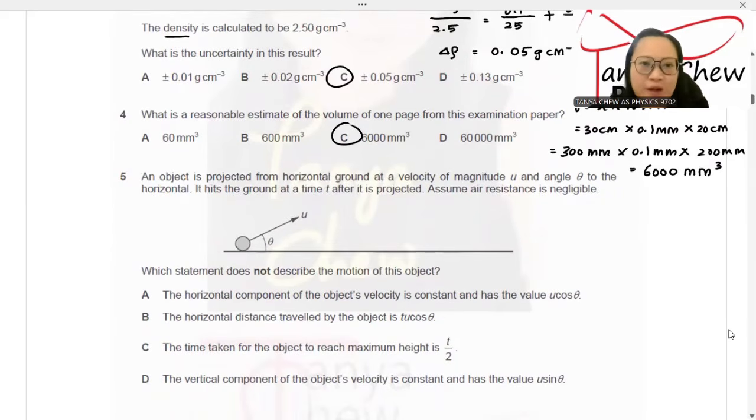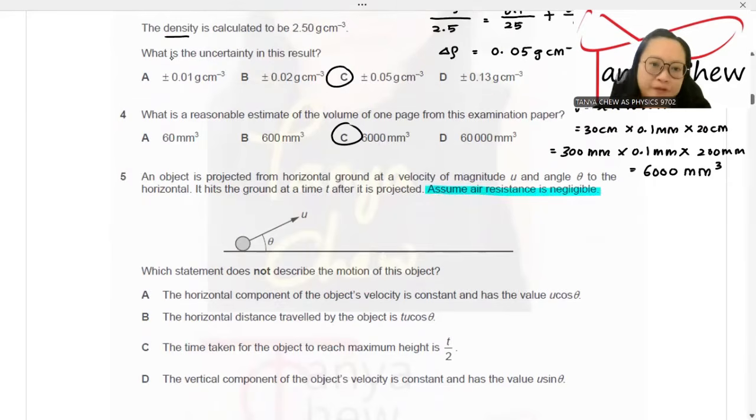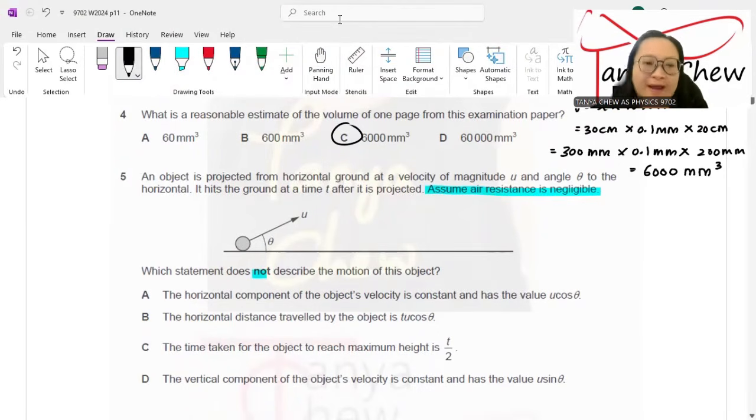Number 5, an object is projected from horizontal ground at a velocity of magnitude u and an angle theta to the horizontal, which is being shown here. It hits the ground at a time t after it is projected. Assume air resistance is negligible. Can you see this is a hint given to you? So you ignore air resistance. Which statement does not describe the motion of this object? So we have to look at the choices and read out all the choices one by one.